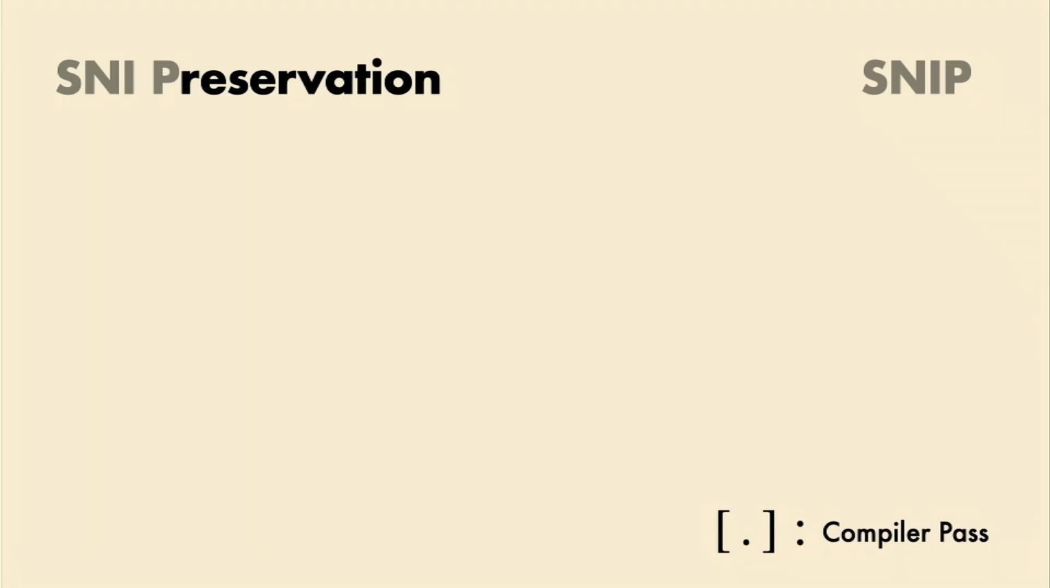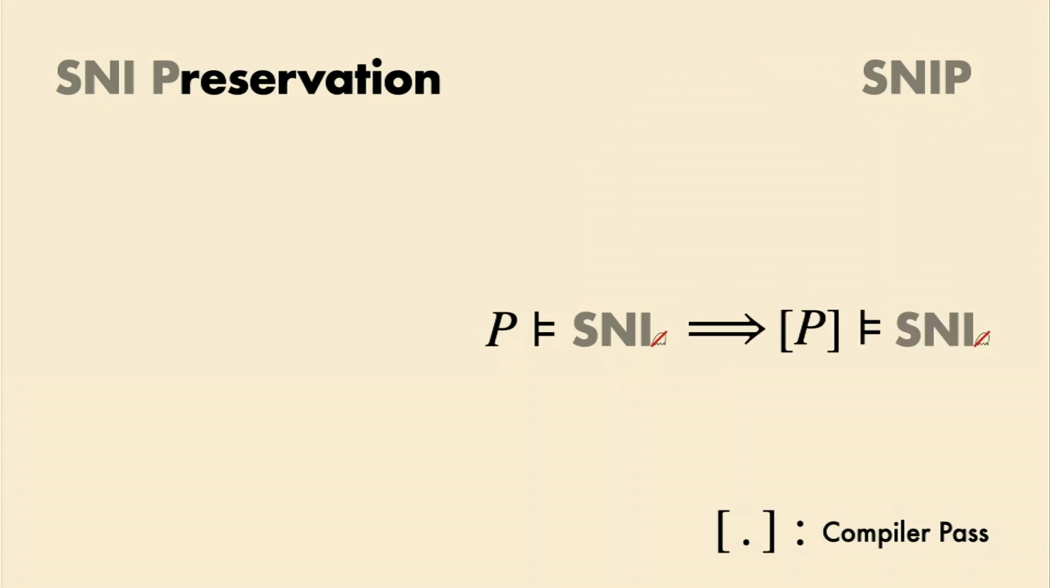And with that, we can go to SNIP, which is a property of compilers. We have our source program, and it has no Spectre attacks, so it satisfies SNI. Then we compile it, and we would like it to also satisfy SNI, so it has no Spectre attacks. We say our compiler, or our compiler pass, is SNIP if it does this for all programs.